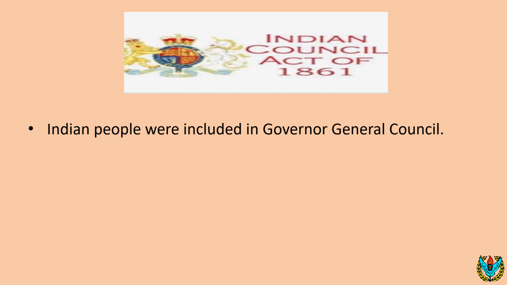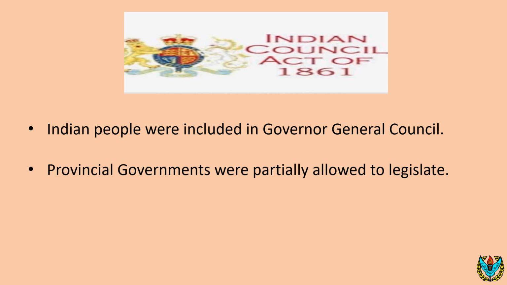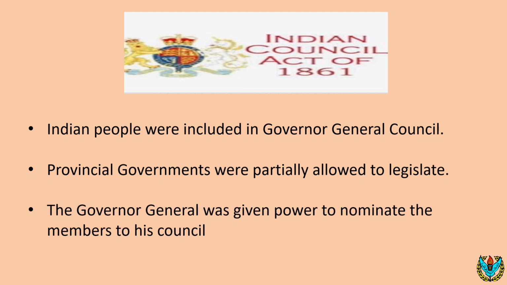Number 2, the provincial governments of Bombay and Madras were partially allowed to legislate. The Viceroy would approve the laws of the provincial legislative council. Religious practices of any community or foreign affairs were to be presented for prior approval of the President to the Provincial Legislative Council. Number 3, the Governor General was given power to nominate.